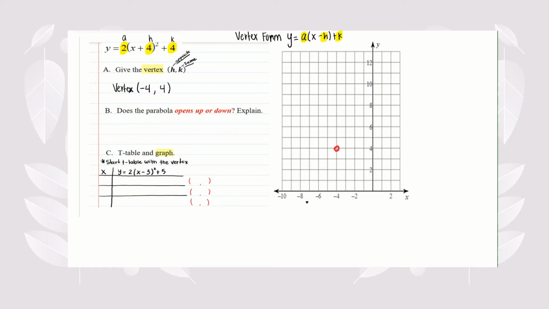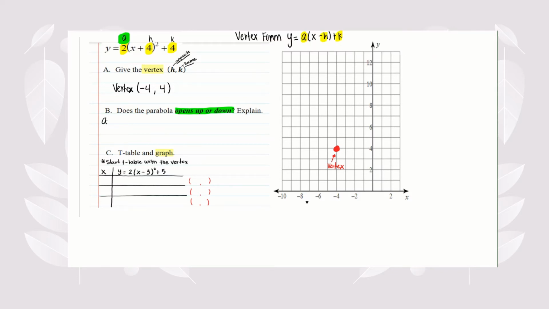So moving on to part B, but let's plot that point on the graph here. It's right there where you see it in red. That point will be your vertex. And it's either going to be the highest or the lowest point, depending on how your parabola opens, which is part B that we're going to answer here. Does it open up or down?